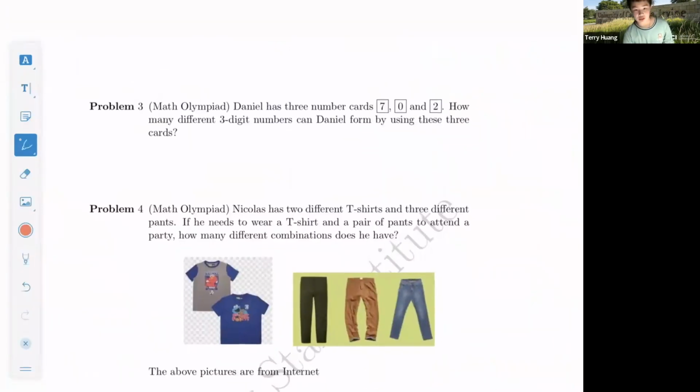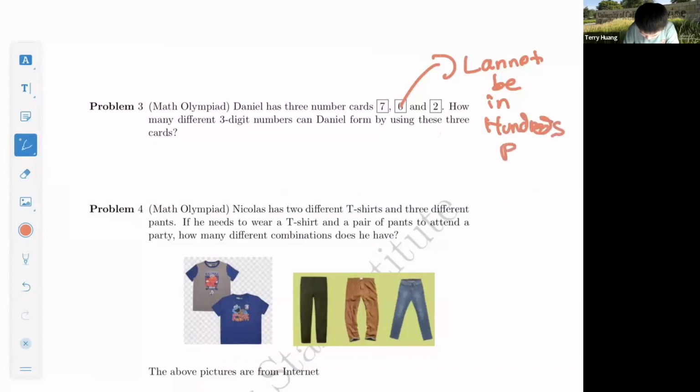Problem number 3, Daniel has 3 number cards, 7, 0, and 2. So how many different 3-digit numbers can Daniel form by using these 3 cards? First of all, we can see that 0 cannot be in the front, which is, it cannot be in the hundreds place. Okay, so that means 7 and 2 need to be in the hundreds place.